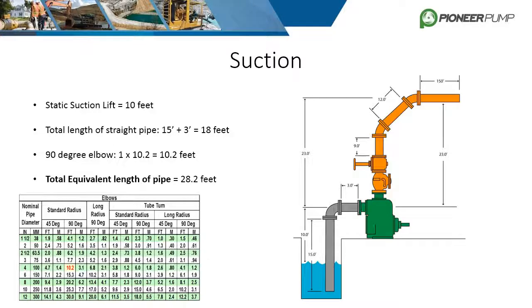By adding the total length of straight pipe and the equivalent length of the elbow, we get the total equivalent length of suction pipe, which equals 28.2 feet. Static lift is added on top of friction losses, so it is not included in our friction calculations.